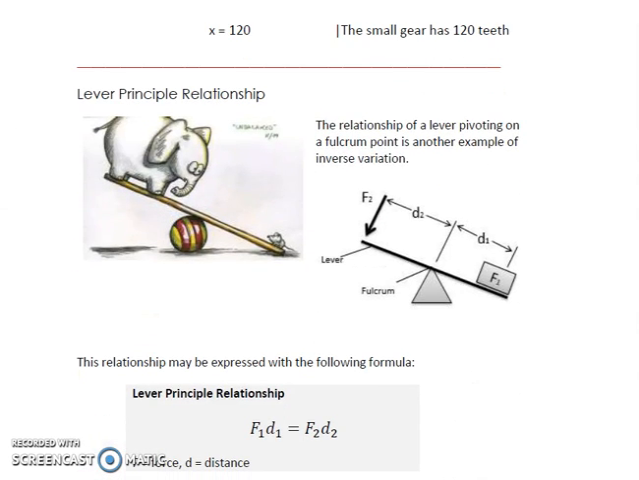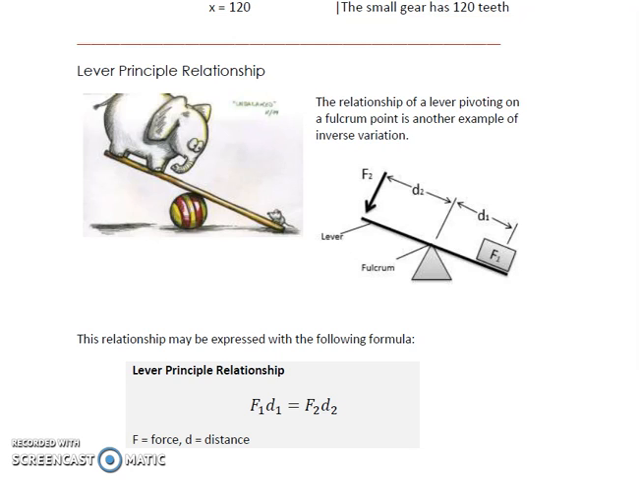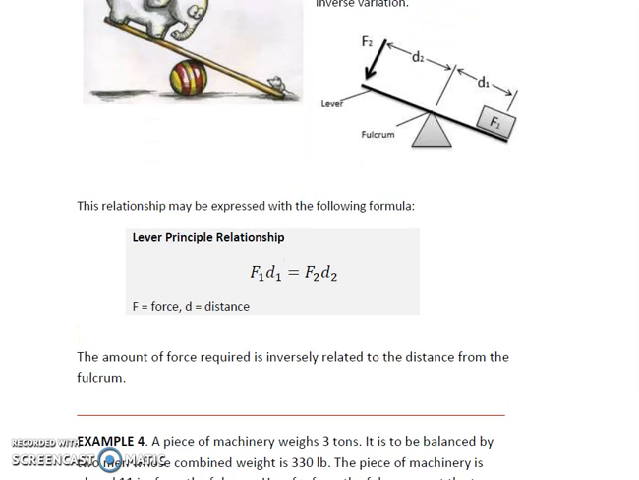Lever principle relationship. The relationship of a lever pivoting on a fulcrum point, this thing, is another example of inverse variation. This relationship may be expressed with the following formula, where F is the force and D is the distance. So we have a lever here. On each side there's some force being applied and a certain distance between those forces and this fulcrum here. The relationship of these two forces and their distances is inverse variation. The amount of force required is inversely related to the distance from the fulcrum.